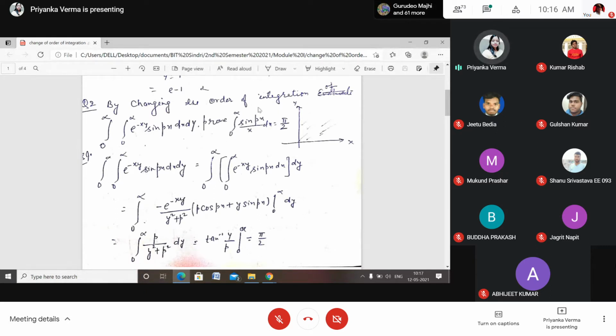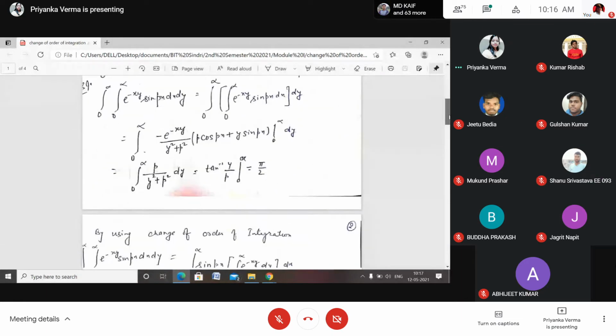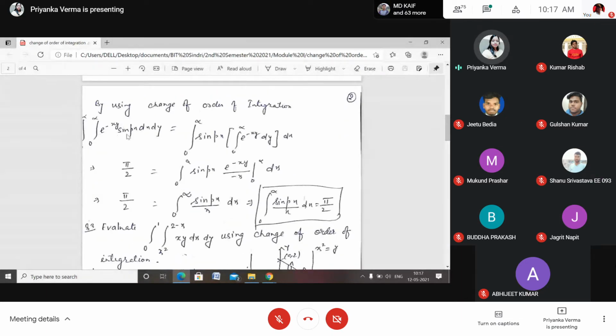Now we have to prove this one. To prove this, we change the order of integration. That means now we will integrate with respect to y firstly, then we will integrate with respect to x. This is the integral. Now I am integrating with respect to y firstly, so sin px will be treated as constant. So sin px has been kept outside. Now this is e to power minus xy dy.